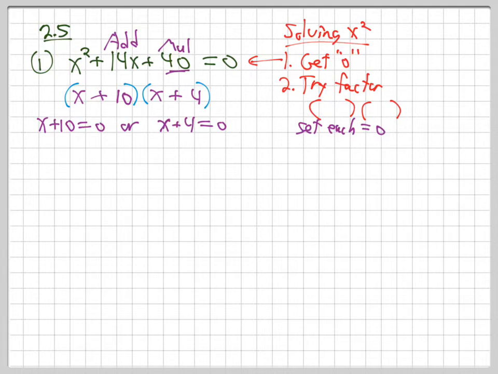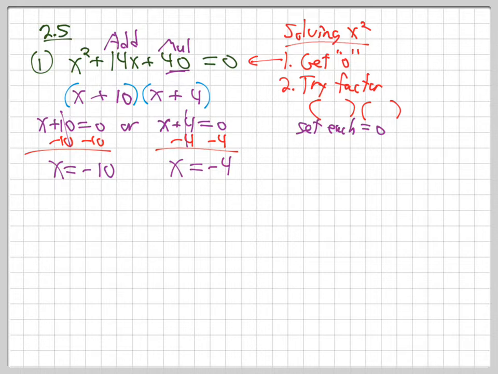All right, and then we finish solving. Subtract 10 from both sides there. And same thing over here, subtract 4 from both sides. So this will be negative 10, and this will be negative 4. So there's our two answers. Now they want you to put larger first, then smaller.